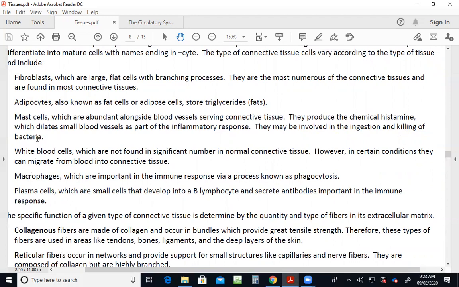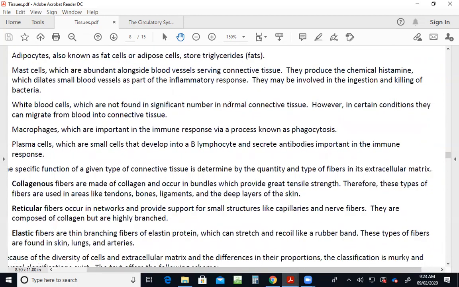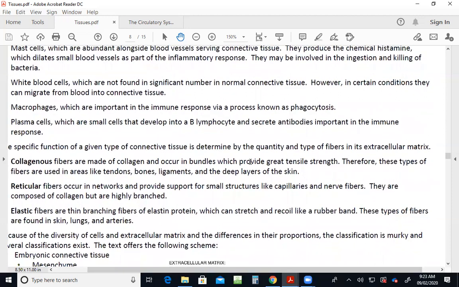Mast cells are abundant alongside blood vessels serving connective tissue, and produce a chemical called histamine that dilates our small blood vessels as part of an inflammatory response. These guys are kind of annoying, especially right now for many of us, because they are a big reason why we have allergies. What is a medicine that you take to get rid of allergies? Antihistamines, right? Okay. Histamine, the chemical they produce, causes us to sneeze and that kind of stuff. They may be also involved in ingesting, so like swallowing and killing bacteria. So they are good in their own right.